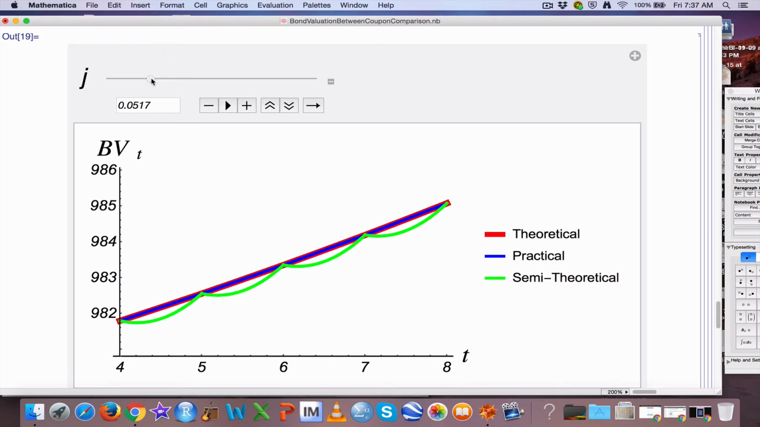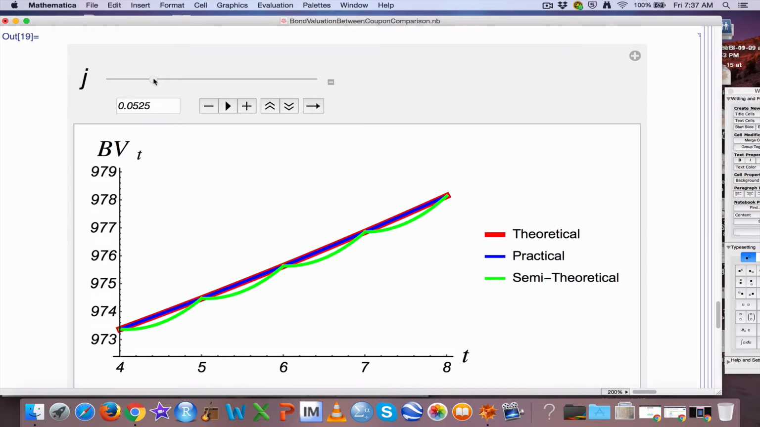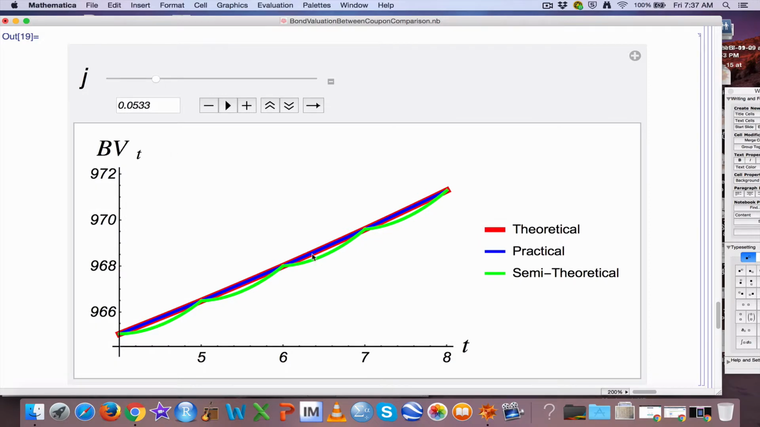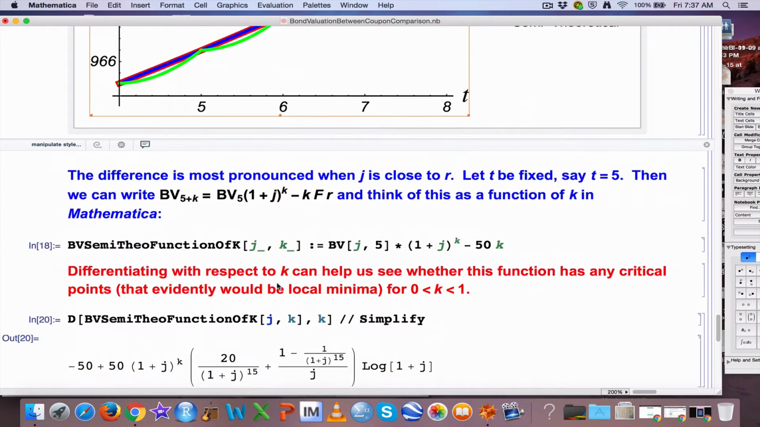And once you get past 0.0525 or so, now we don't have any critical points in the green graphs. The graph is increasing all the time. If you extended the graph for other values of k, negative values of k, then you'd have a critical point further on here. But we don't see that because we're only letting k go between 0 and 1.